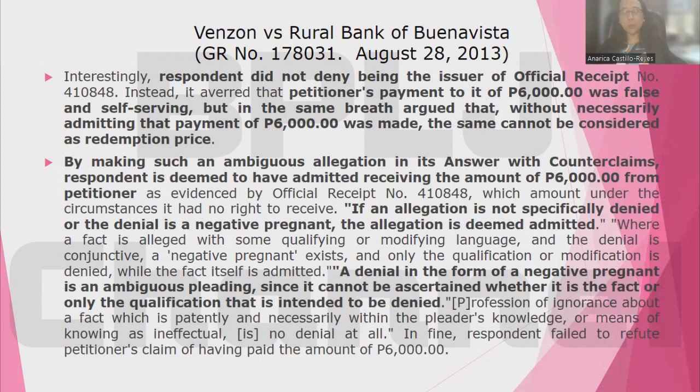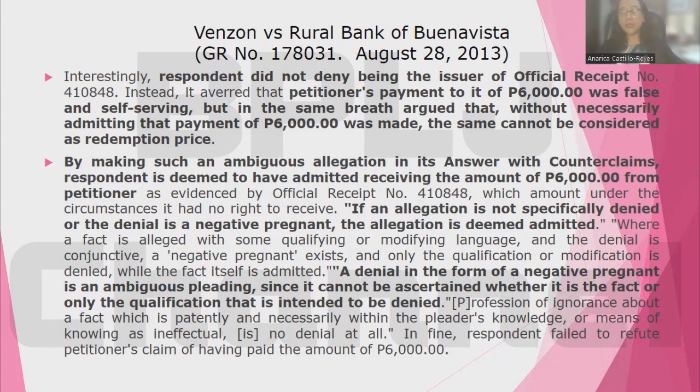Next case, Benson versus Rural Bank of Buena Vista. In this case, respondent did not deny being the issuer of the official receipt. It averred that petitioner's payment was false and self-serving, but without necessarily admitting that payment was made. The same cannot be considered as redemption price. By making such an ambiguous allegation in its answer, respondent is deemed to have admitted receiving the amount of 6,000.